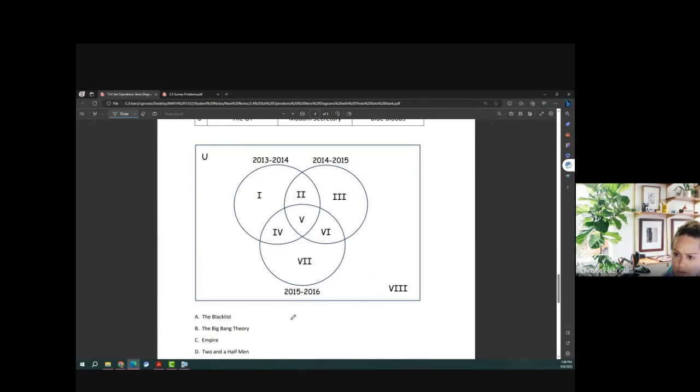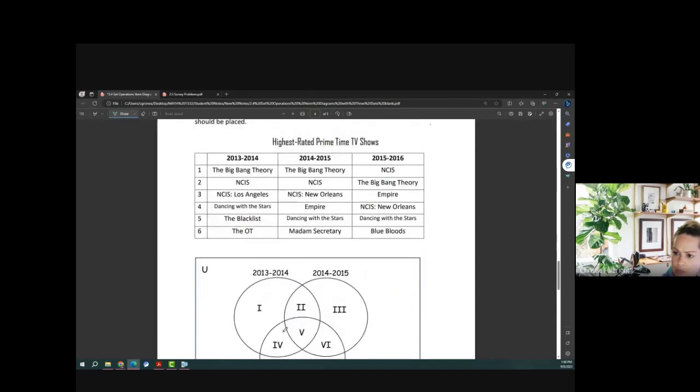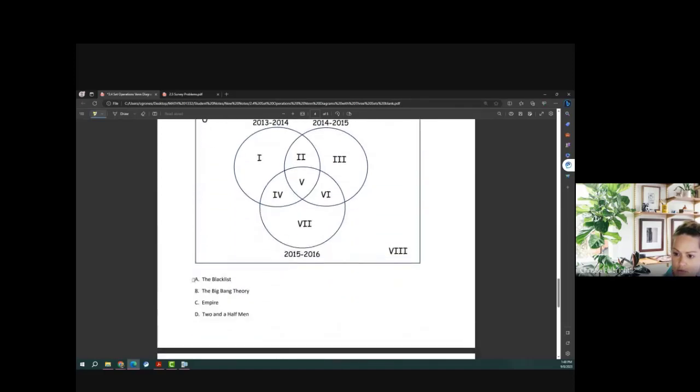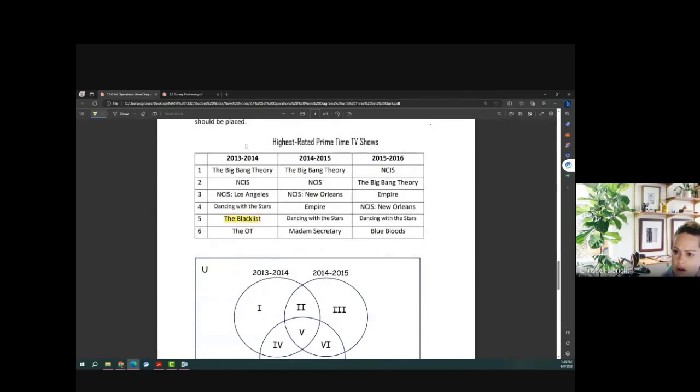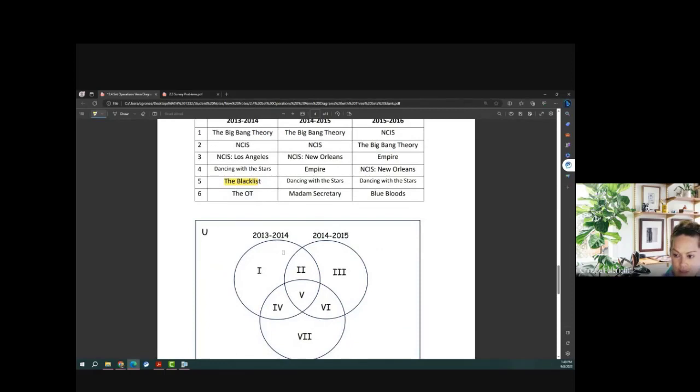So the blacklist. Let's look at our table, and we want to find where the blacklist is. So we'll do yellow for the blacklist. And I see the blacklist on 2013, 2014, but I don't see it anywhere else. So it shows the blacklist on 2013, 2014, but that's it. So it looks like it's going to go into region 1 because it cannot go into any other circles. So region 1 is only that first set.